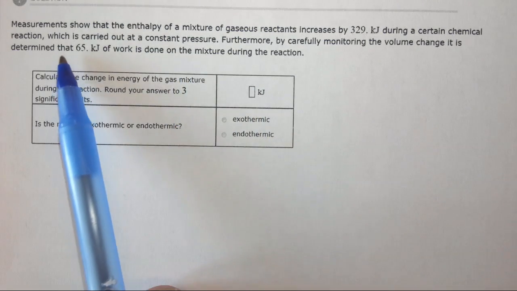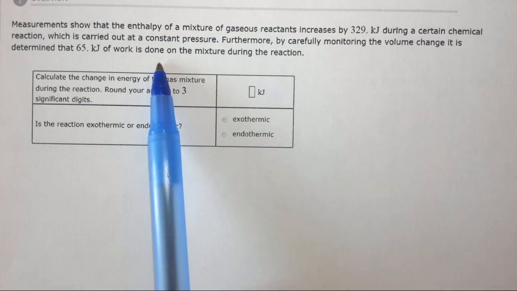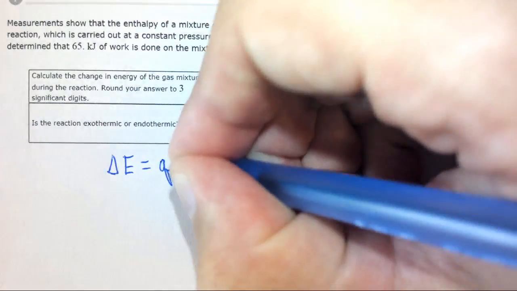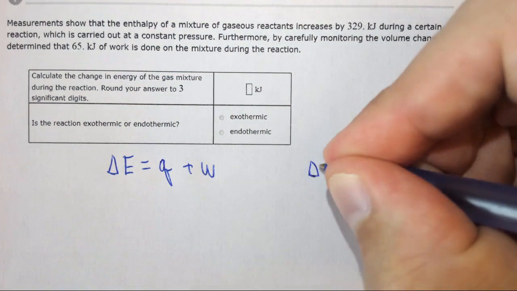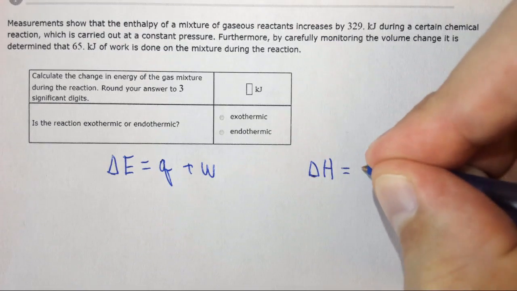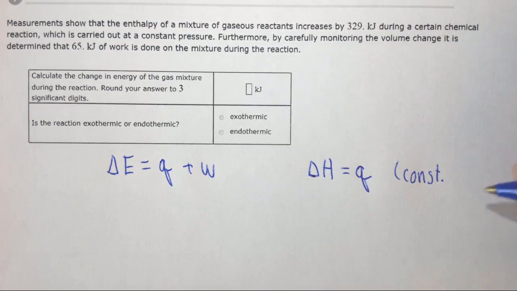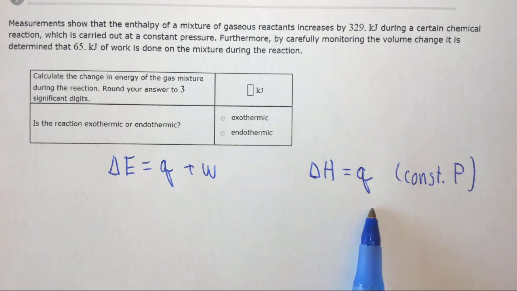So in this case, work is positive 65 because the work is done on the system, so W is positive 65. So we essentially have two equations. Those equations are delta E equals Q, heat, plus W, work. And we also have enthalpy, delta H, which is equal to Q at constant pressure. So these are the two equations that we have.